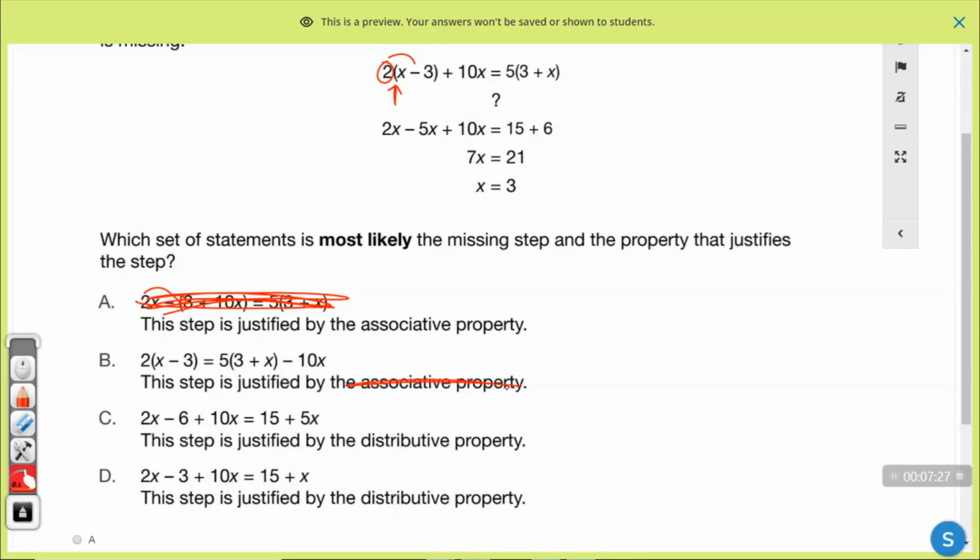All right, so that's not the associative property, making that one wrong. It is an okay step to do, but just not the correct property associated with it. Let's take a look at C.